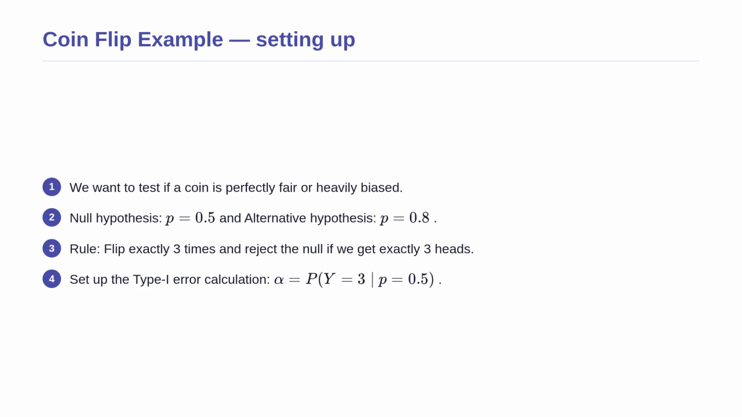First, we need to set up the calculation for the type 1 error, alpha. We are looking for the probability of getting exactly 3 heads given that the coin is actually fair.